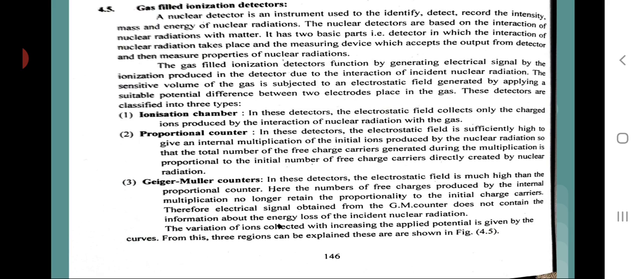And the last is the Geiger-Müller counter. In these detectors, the electrostatic field is much higher than in the proportional counter. Here the number of free charges produced by internal multiplication no longer retains proportionality to the initial charge carriers. Therefore, the electrical signals obtained from the GM counter do not contain information about the energy loss of the incident nuclear radiation.